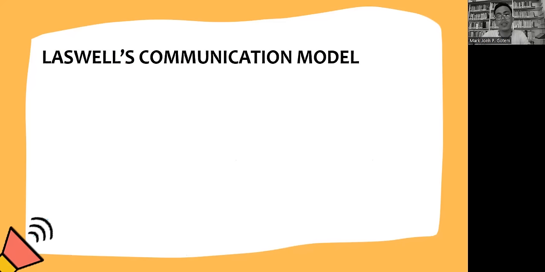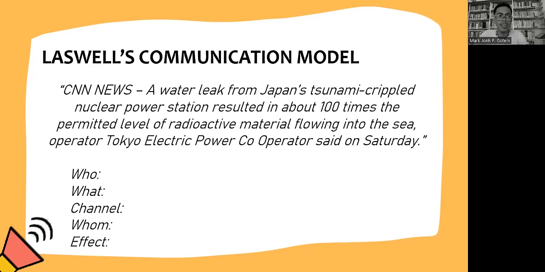Like for example, CNN News: a water leak from Japan's tsunami crippled nuclear power station resulted in about 100 times the permitted level of radioactive material flowing into the sea, operator Tokyo Electric Power Co. said on Saturday. So I have a question here. What is our whom? Is it the Japan's tsunami crippled nuclear power station? Our who is the Tokyo Electric Power Co. operator. And that is our who.